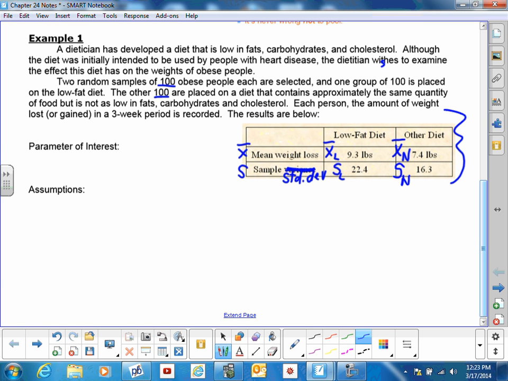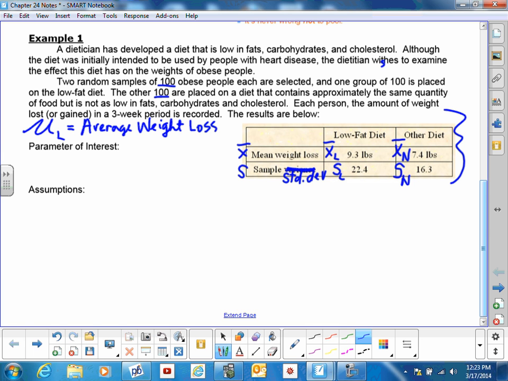All right. So today, what parameters are we going to be defining? Parameter means what population are we going to take these samples and infer to? We're going to be inferring to all obese people that are on the low-fat diet. And what number are we going to be getting from that? What will this mu, see now it's a mu with an L. Good. It will be the average weight loss.